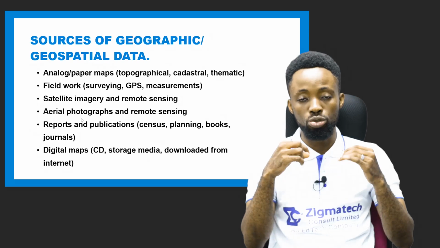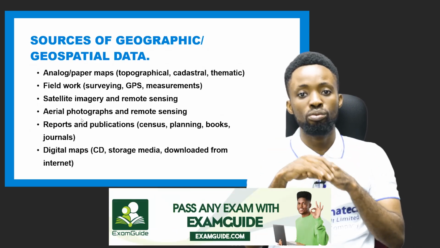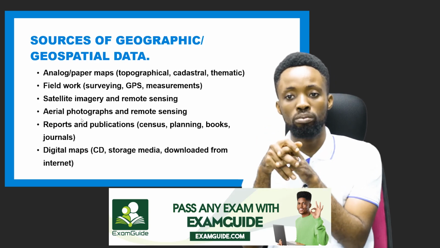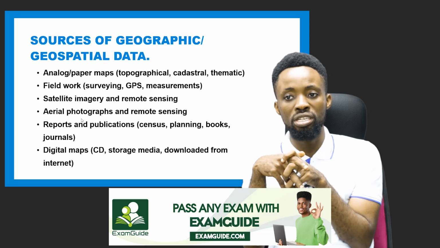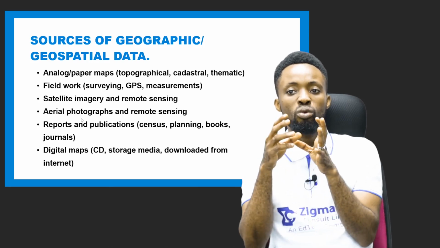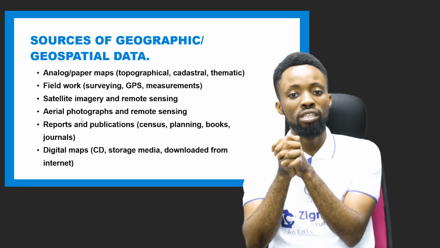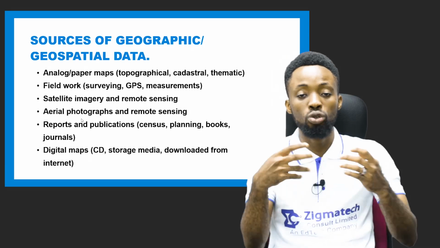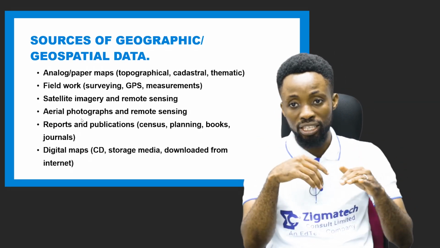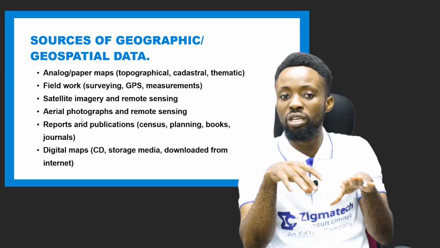And the next source of geographic or geospatial data is field work. So when we carry out field work by means of surveying, by means of measuring places or facilities, we are actually getting good geographic data or geospatial data. So it means that it is a source of geographic data. Now, a good example, digitally, is the GPS.